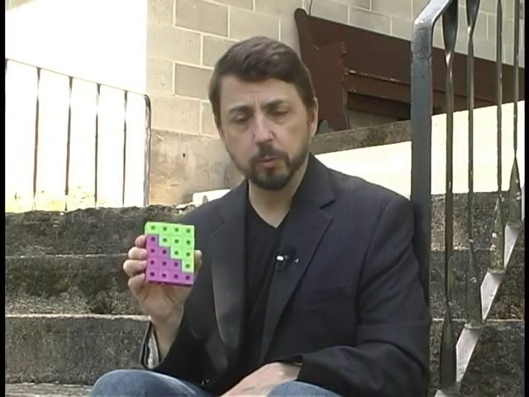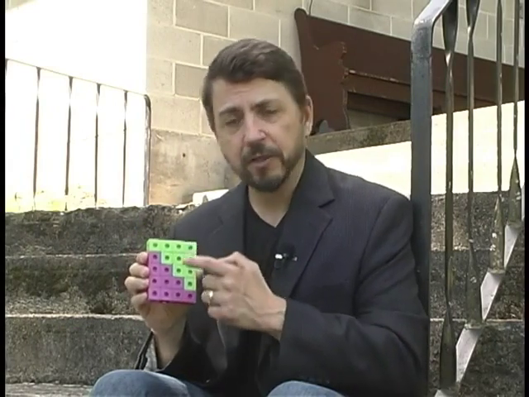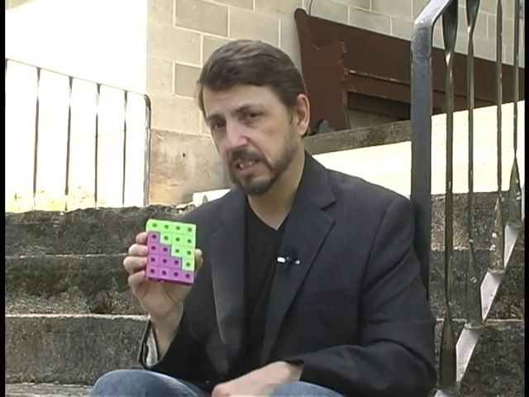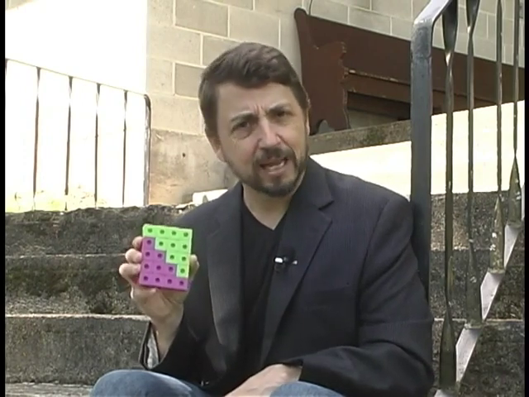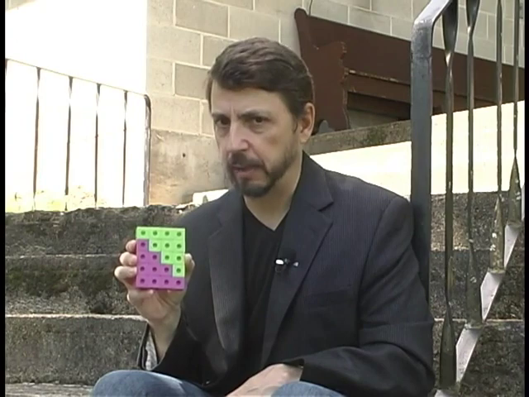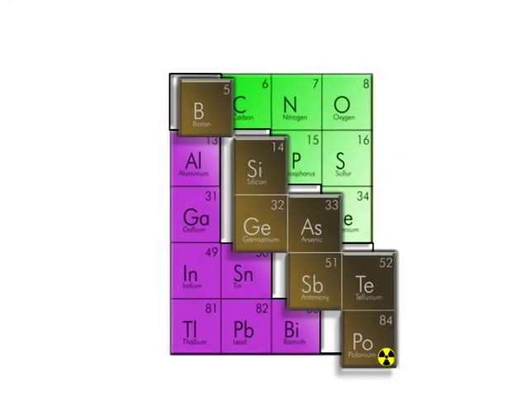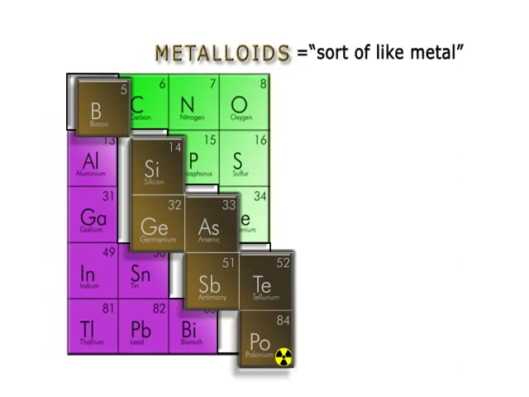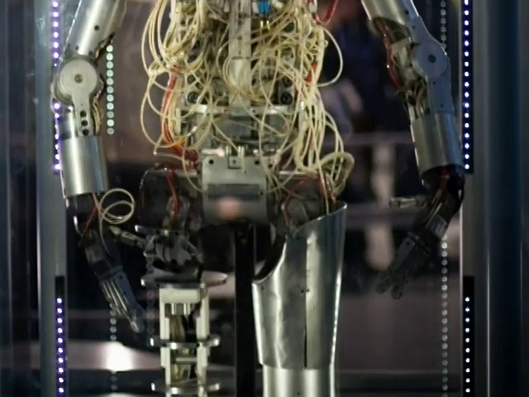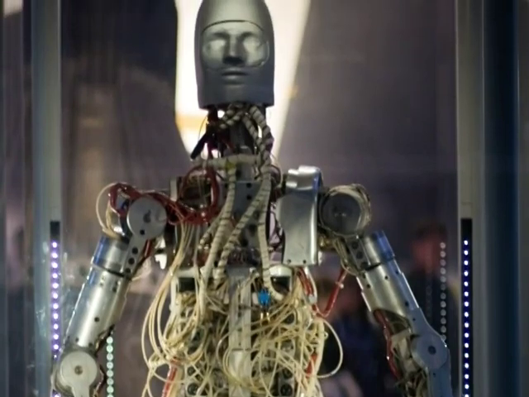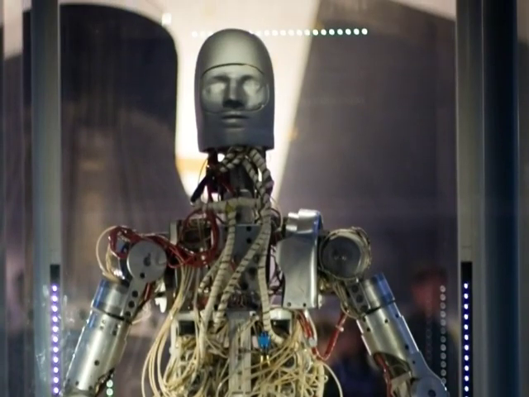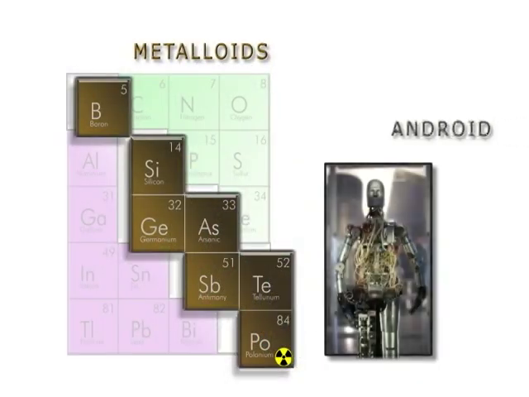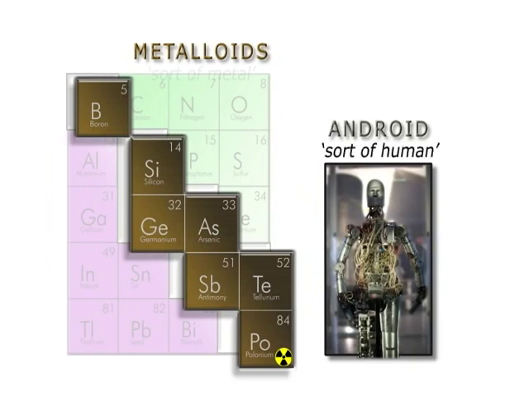Although they belong to their groups of poor metals and nonmetals, there's something special about these 7. They look and act like metals, but only sometimes, when the conditions are right. When pulled out like this as a separate group, they are called metalloids, which literally means sort of like metal. Just like android means sort of human. Android, sort of human, metalloid, sort of metal.